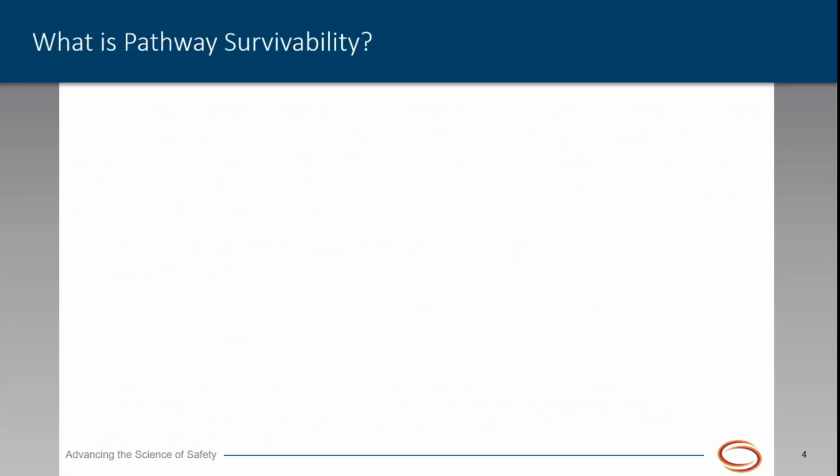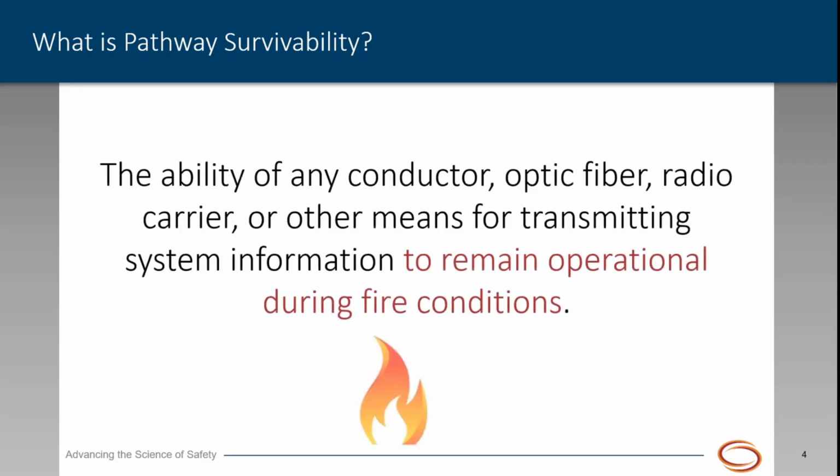What is pathway survivability? Well, first and foremost, it's a defined term in NFPA 72, and it's the ability of any conductor, optic fiber, radio carrier, or other means for transmitting system information to remain operational during fire conditions. So that's actually exposed to heat and flame conditions that would destroy most wiring. So when we talk about pathway survivability in the code, that's exactly what we mean. We are actually exposing this wiring to flame conditions or fire conditions.